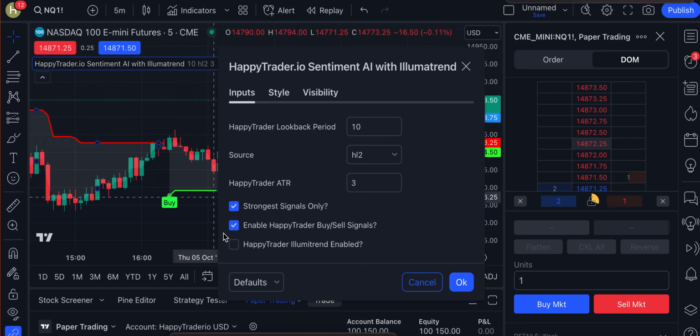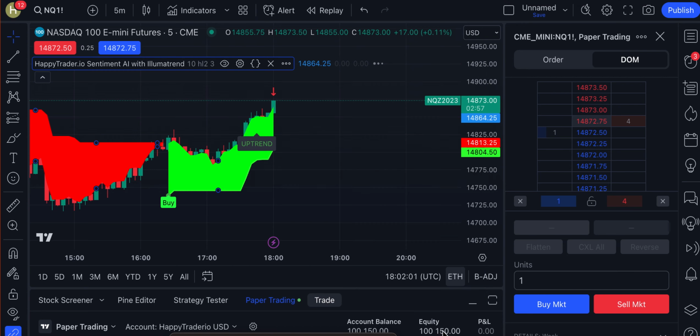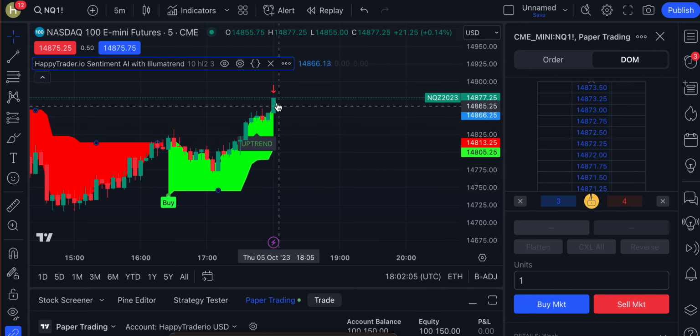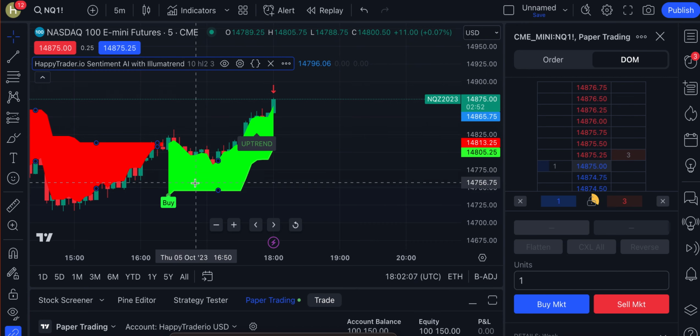So again, we'll just turn on the Illuma trend here, and you can see that down here we have our paper trading balance. Looks like we're in a breakout, so the indicator did its job.